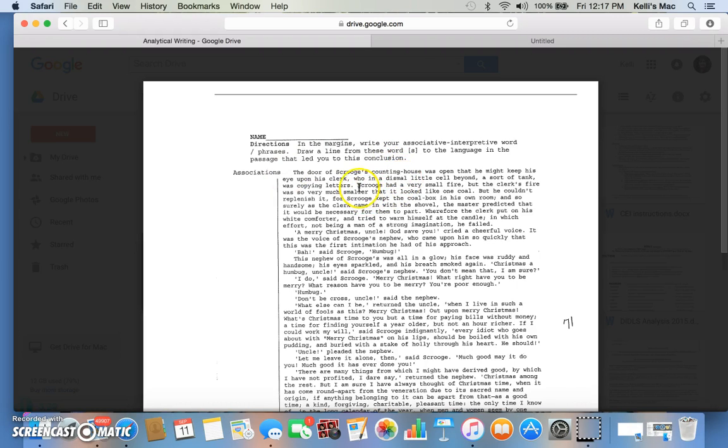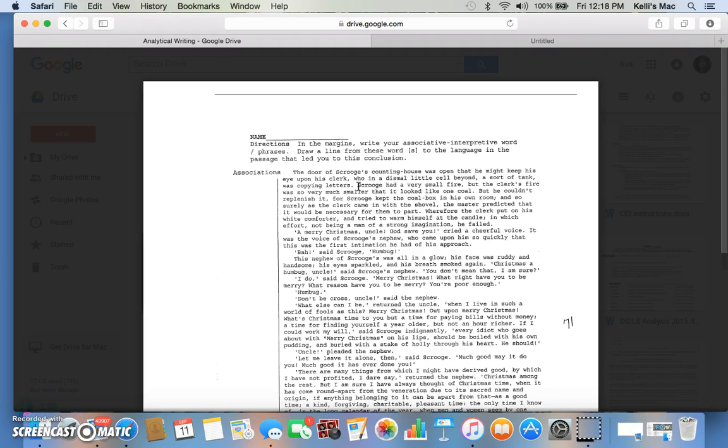Scrooge had a very small fire, but the clerk's fire was so very much smaller that it looked like one coal. But he couldn't replenish it, for Scrooge kept the coal box in his own room. And so surely as the clerk came in with a shovel, the master predicted it would be necessary for them to part.